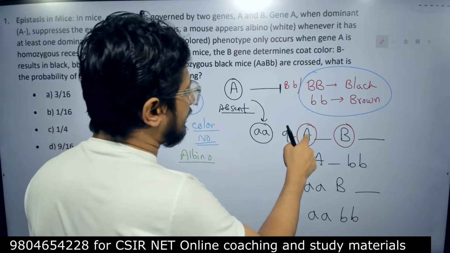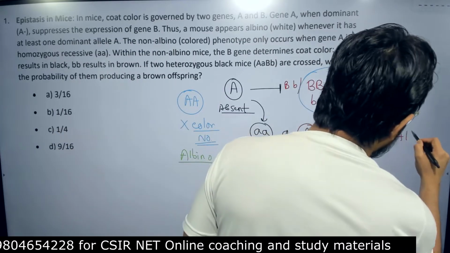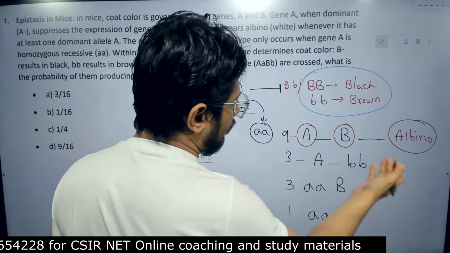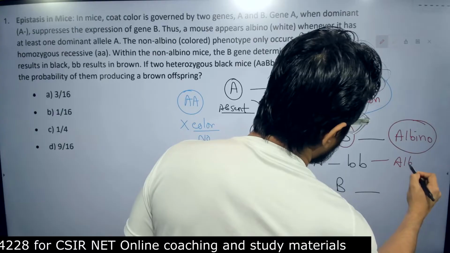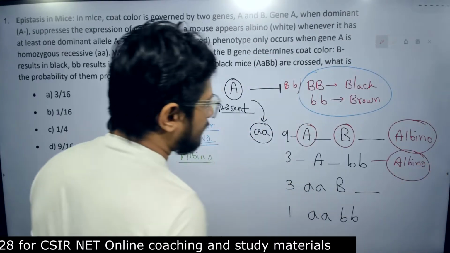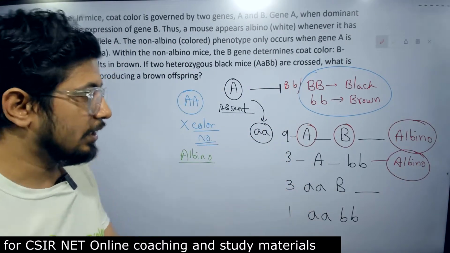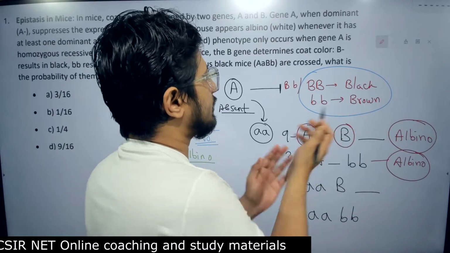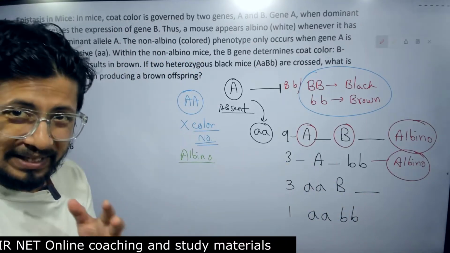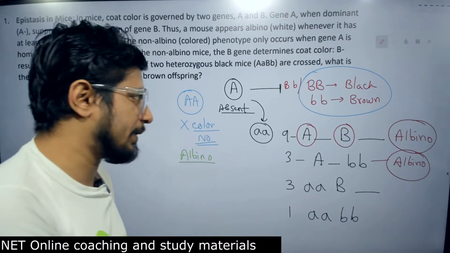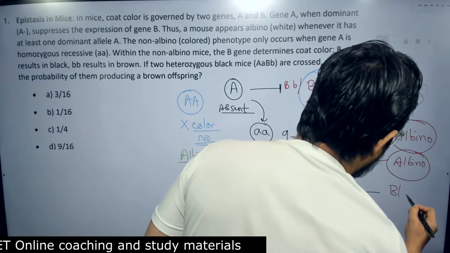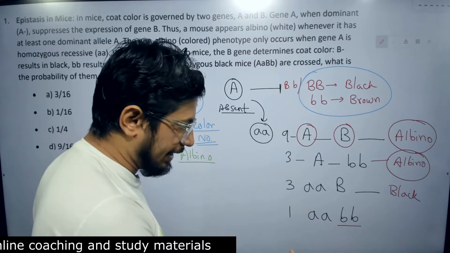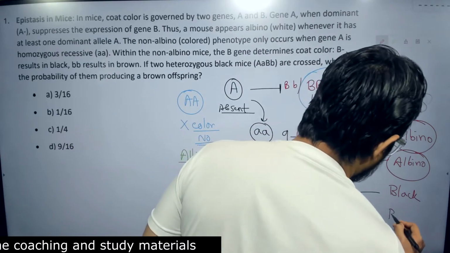Try to understand. If capital A is there, no color, so that is albino for you. Again this one, capital A is present, no capital B, so again albino. Okay, for sure. Third one, capital A is absent, so when there is no capital A, then color will be added. Now again, based on which allele of the B gene is present, dominant or recessive: the dominant allele means black color, and the recessive allele, with capital A absent, means small b, so brown color.